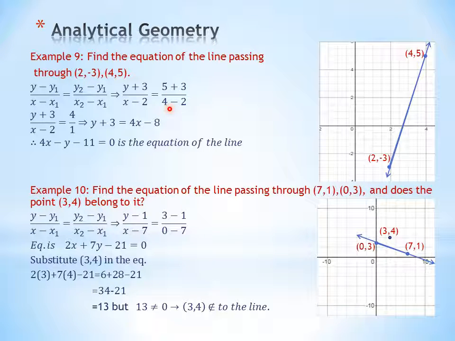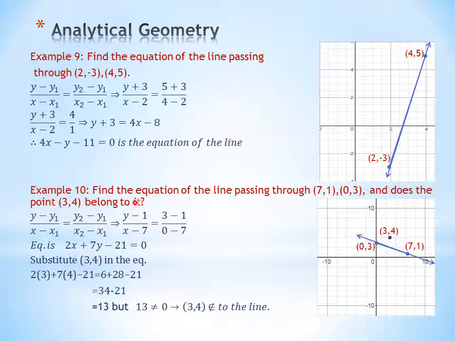Now this is 8 and this is 2, so y plus 3 over x minus 2 equals 4 over 1. Using proportion properties, we multiply, then y plus 3 equals 4x minus 8. Transfer the terms to keep 4x positive, so this is going to be 4x minus y minus 11 equals 0, and this is the equation of the line. Here is the graph. This is the point 4, 5, and here is the point 2, negative 3, and this is the line.